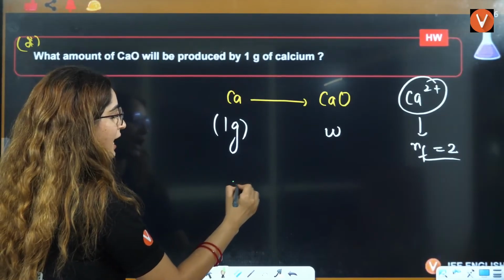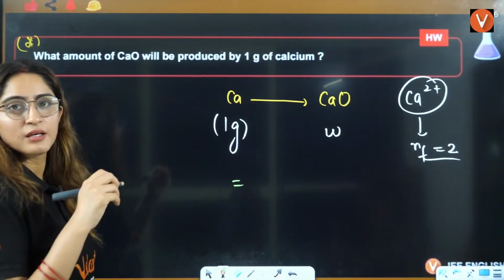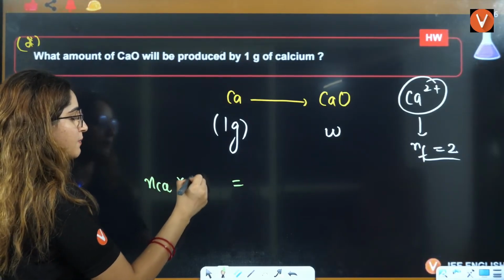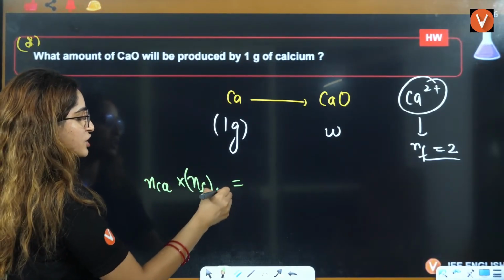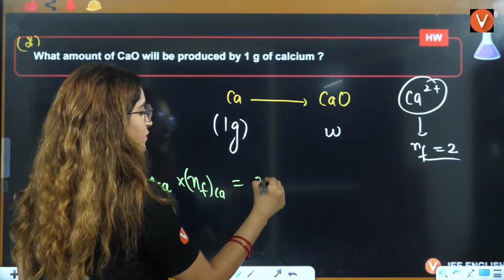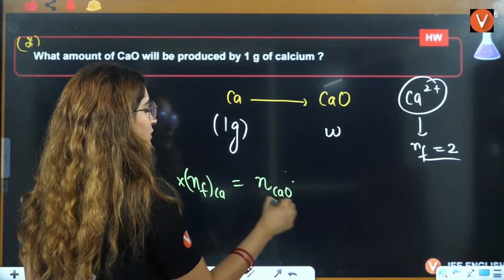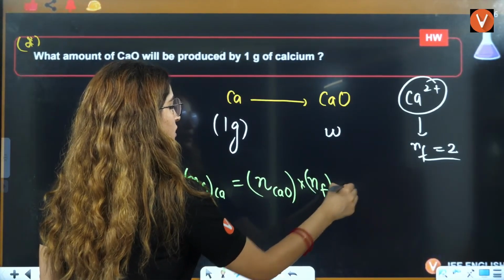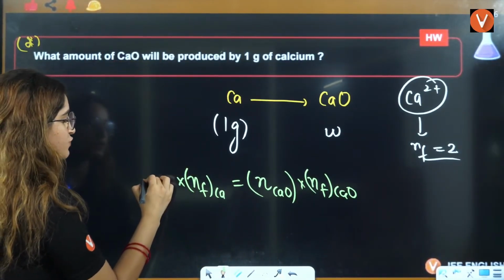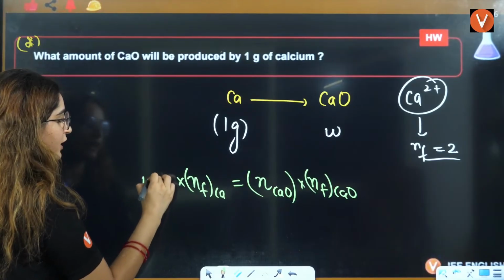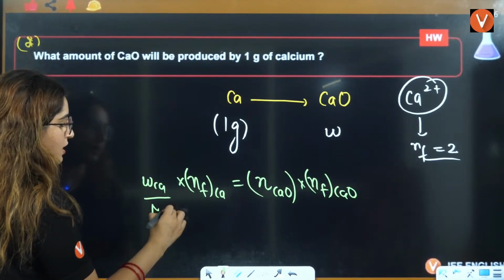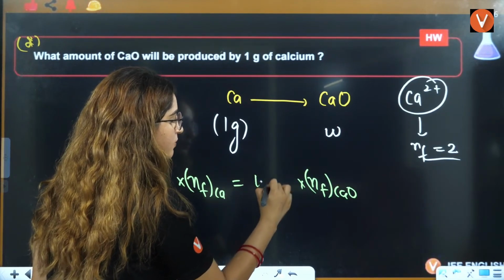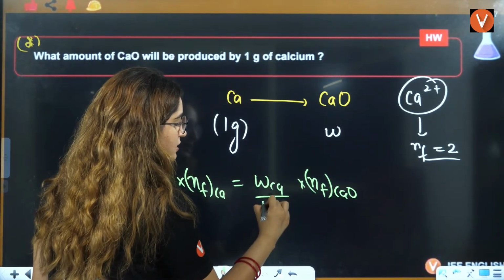Then we know that the gram equivalents of calcium is the number of moles of calcium multiplied by the n factor of calcium, right? This is the number of moles of CaO, and this is the n factor of CaO, right? This number of moles will become weight of calcium by molar mass of calcium. This is also weight of CaO by molar mass of CaO, right?